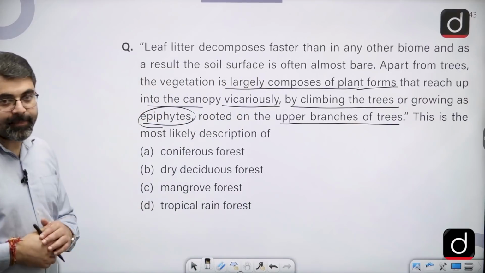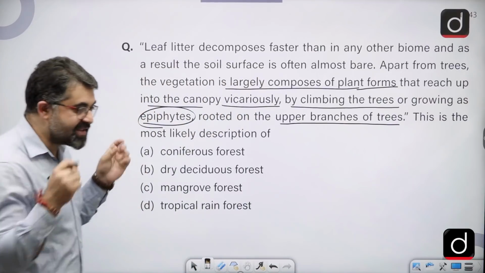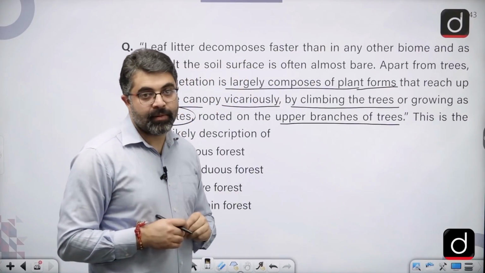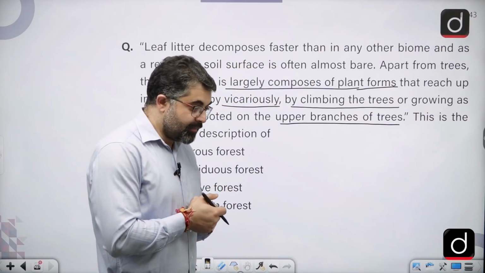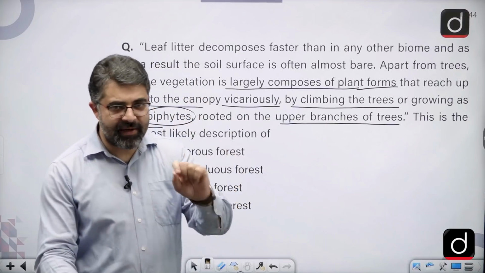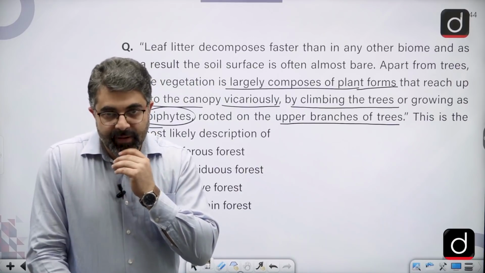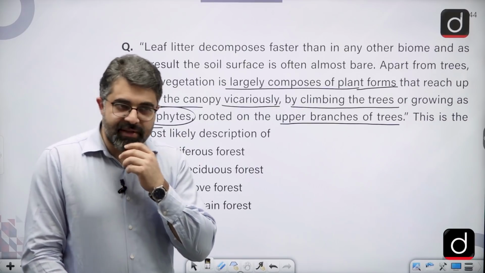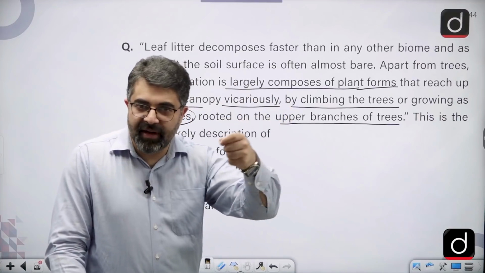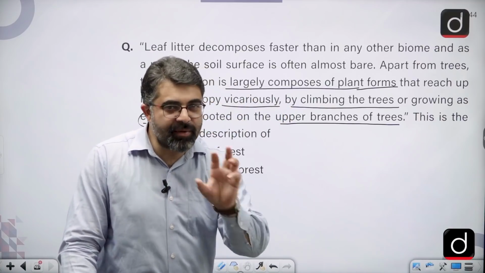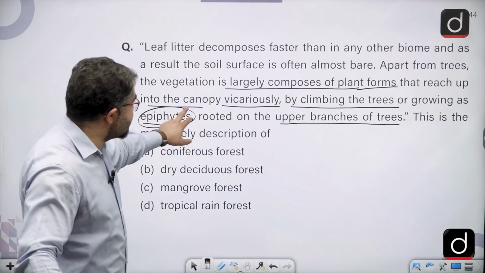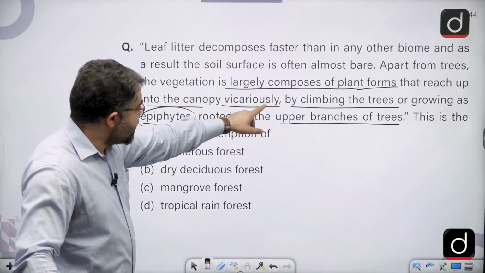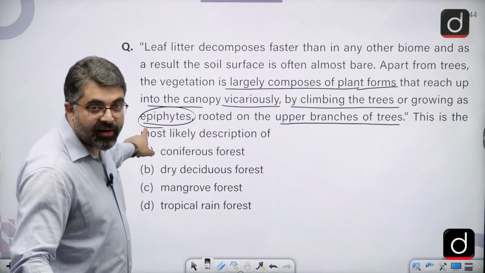Now, it's a long statement. Only key word here is epiphyte. If the first statement, leaf litter decomposes faster than any other biome, okay, this can be a question which can happen in other cases also in some other biomes. Also, leaf litter can decompose faster. So we can zero down to equatorial rainforest or tropical rainforest. We can also zero down it to some other types of forests, like maybe in polar areas like temperate coniferous evergreen forests can also have almost a similar pattern. But the second part says, apart from the trees, the vegetation is largely composed of the plant form that reaches into the canopy, right? By climbing trees or growing as epiphytes.